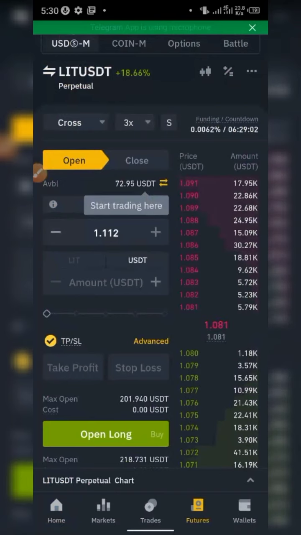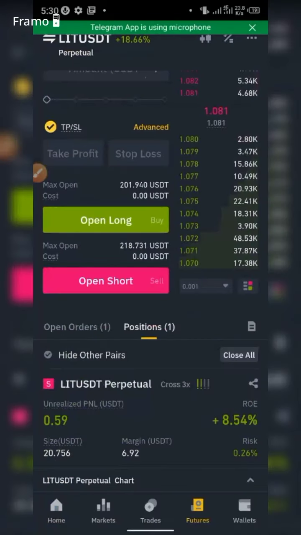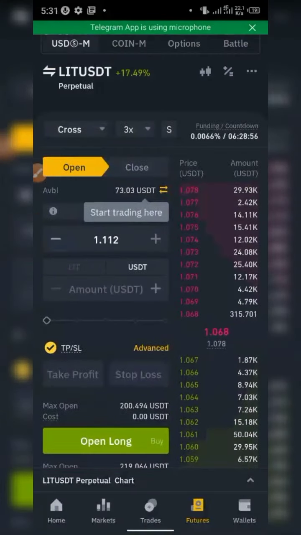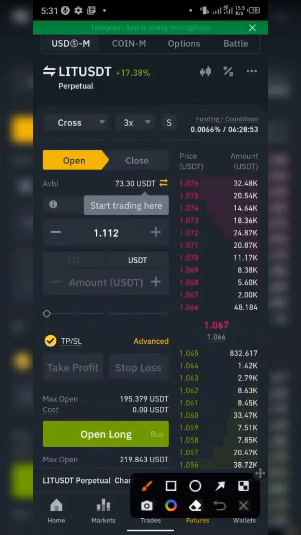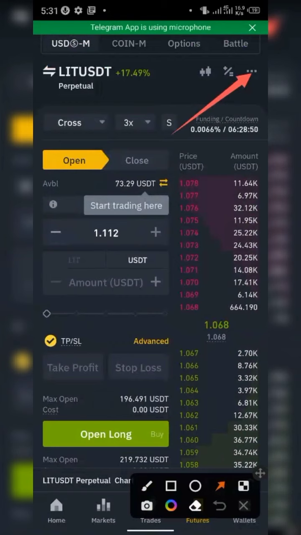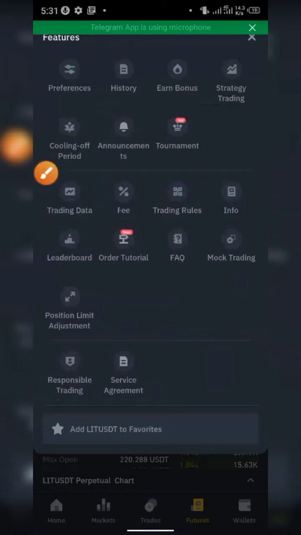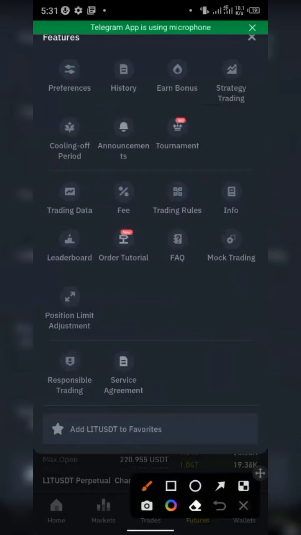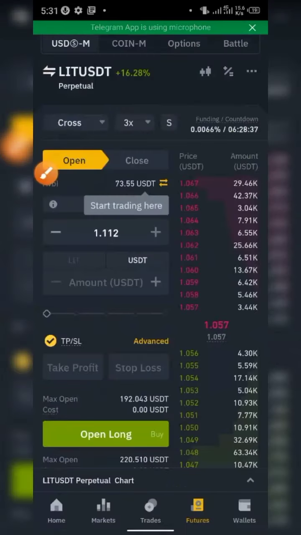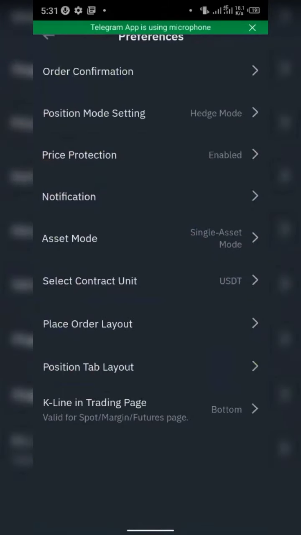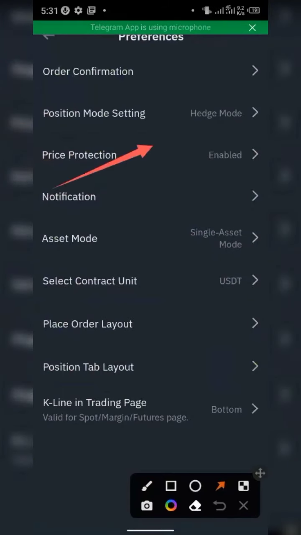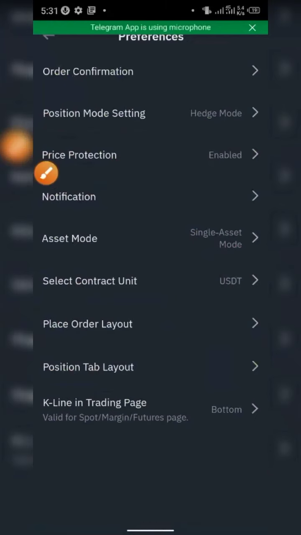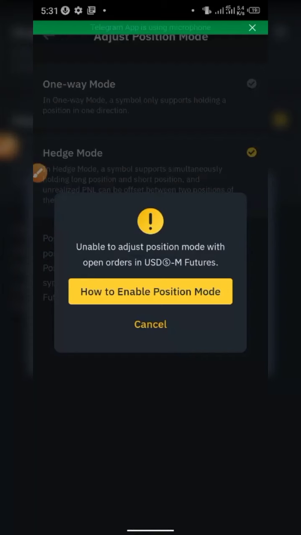Currently, I'm using hedge mode, so I'm going to show you how you set yours to hedge mode. All you have to do is click on the menu, the three dots on top here. Then you go to preference. With the preference, we have position mode setting. That is where you find hedge mode.